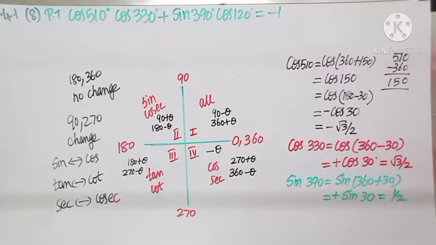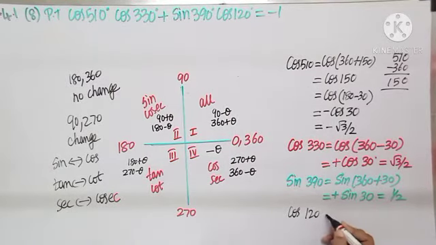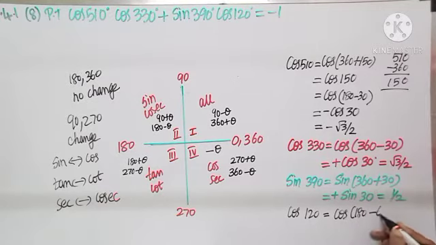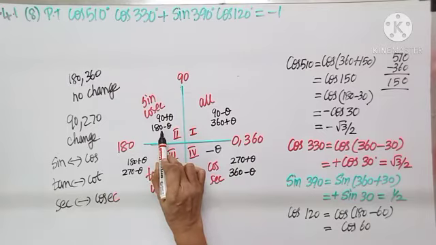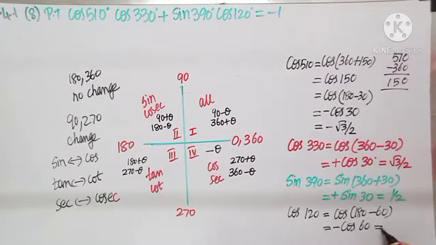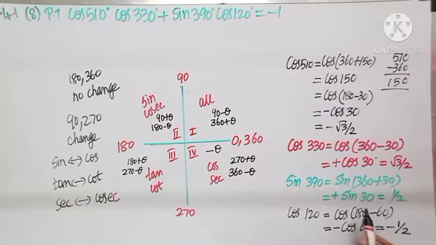We proceed on to the last one, that is cos 120. Cos 120 can be written as cos of 180 minus 60. 180 comes, no change, it is cos 60. 180 minus is second quadrant. Second quadrant cos is negative. The answer is minus 1 by 2. Remember the cos 60 value, it is 1 by 2. Sin 30 is also 1 by 2.